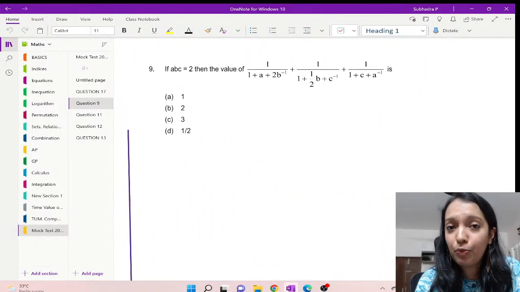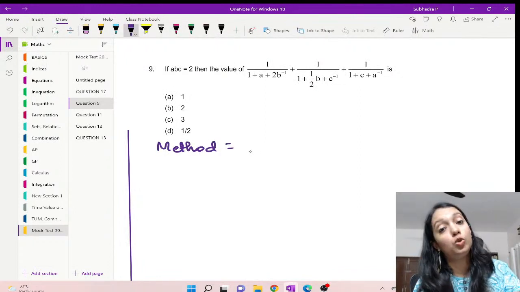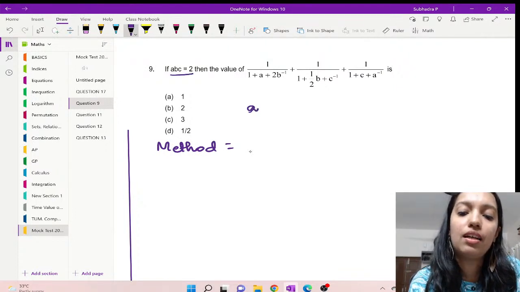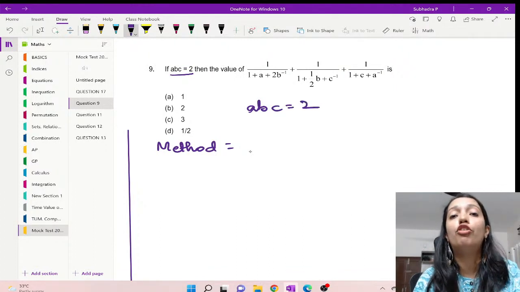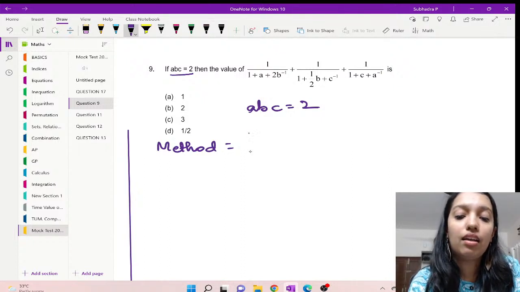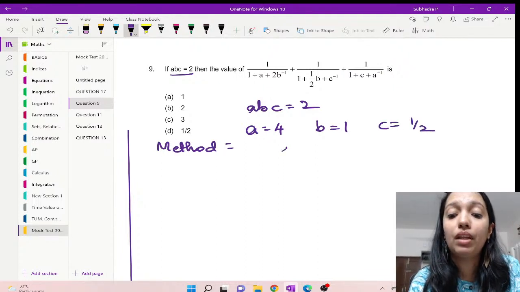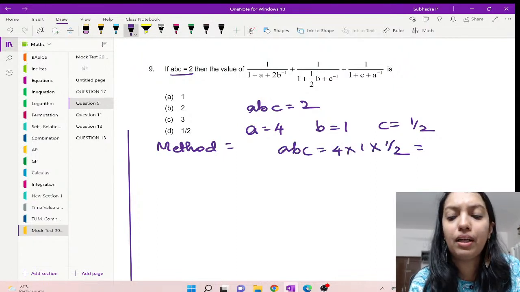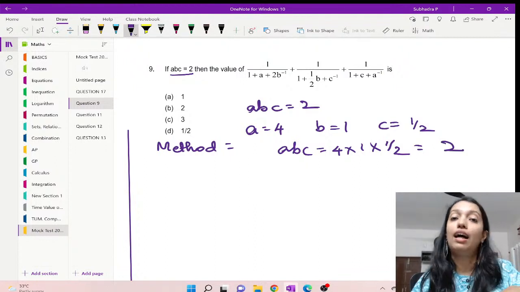It is a better way, method number 2, I am doing it for you, to assume the values of A, B and C. They have given us one clue in the question that ABC is equal to 2. So assuming this, what could be the values of A, B and C? A can be 4, B can be 1, C can be 1 by 2. Multiply them. ABC means 4 into 1 into 1 by 2. What will it become? 2 ones are 2, 2 twos are 4. So I'll get final answer as 2.